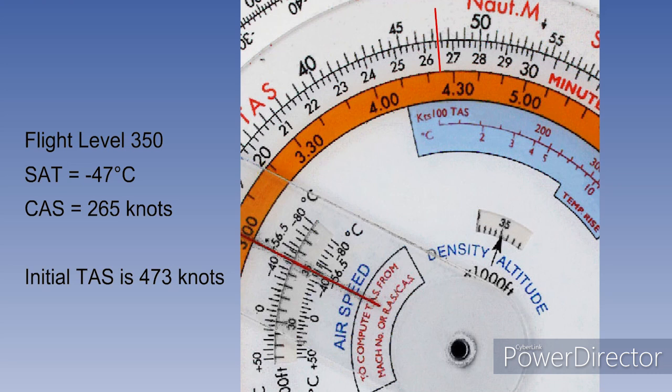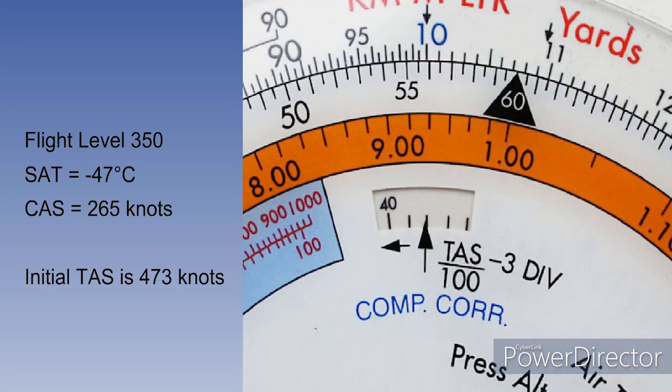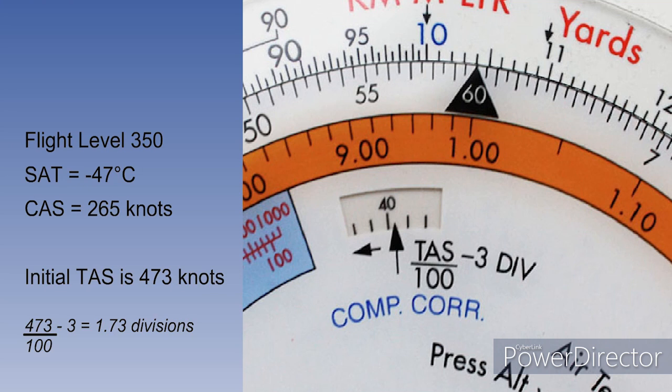This is over 300. So how do we apply compressibility correction? Look at the term written under the compressibility correction window. It says TAS over 100 minus 3 divisions. So divide the initial TAS by 100 and subtract 3. This gives us 1.73 divisions. Now, in the compressibility correction window, move the index arrow 1.73 divisions to the left. It is not easy to judge this to a second decimal place, but just try to be as accurate as you sensibly can.